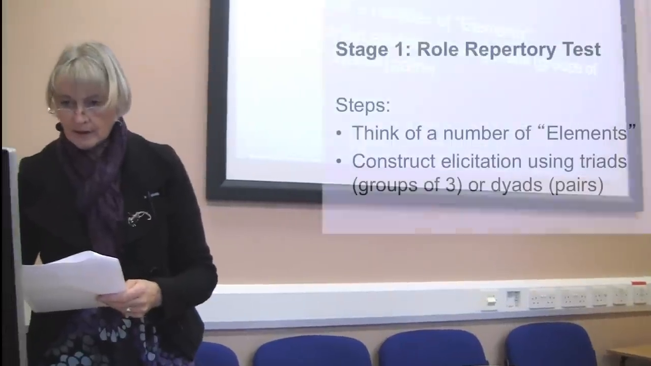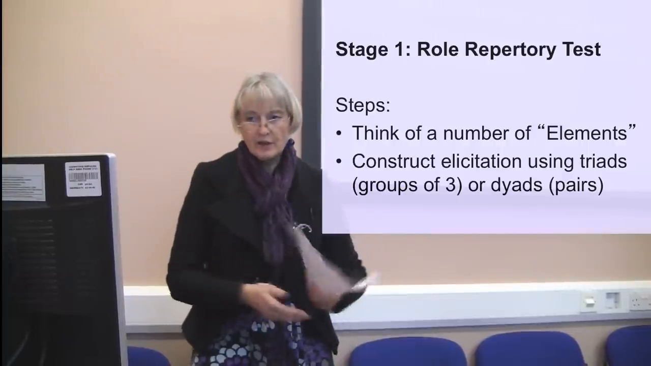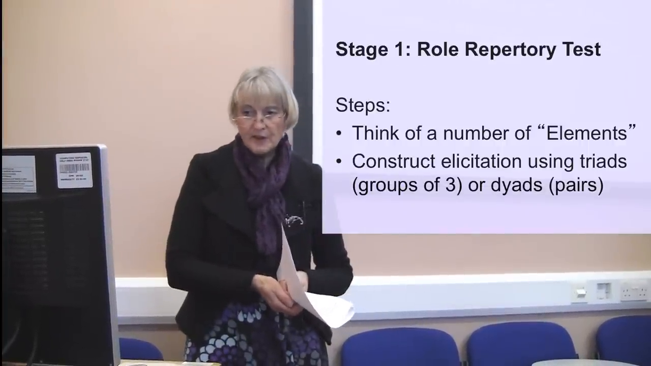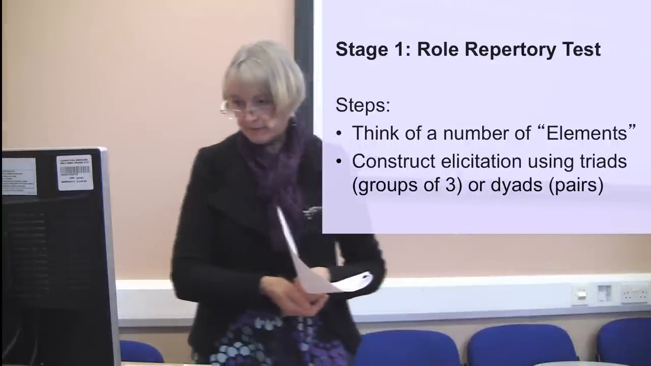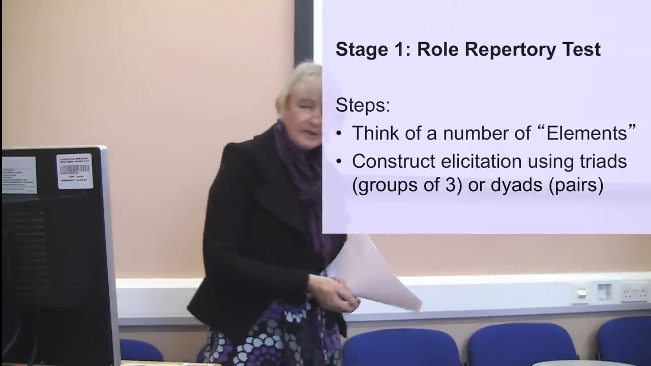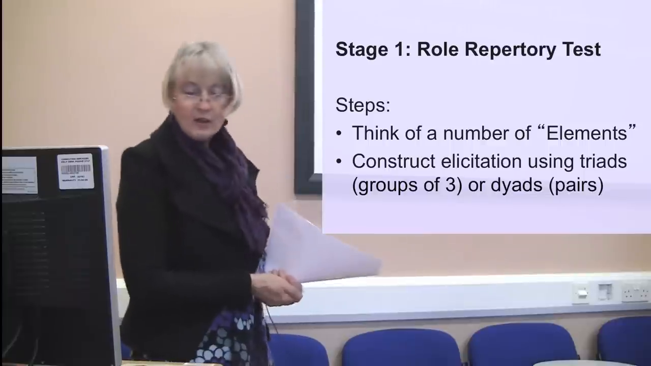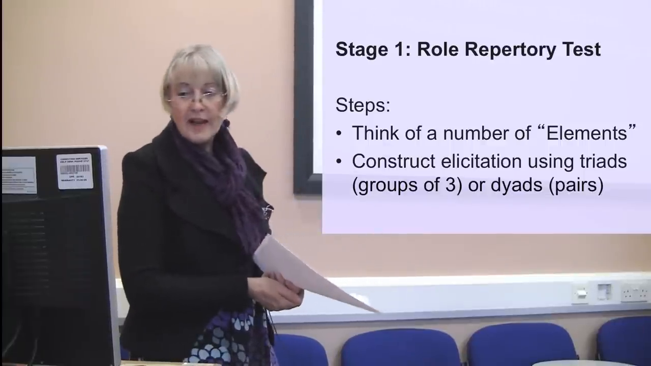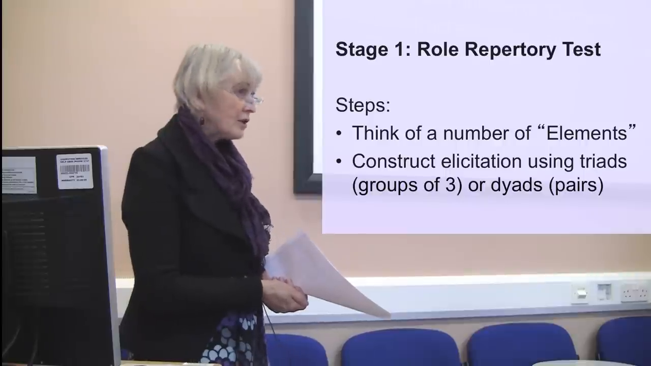Okay. So the first thing that we do then is to list a range of chocolate bars that people have eaten. And we've got four there. And these form what Kelly called the elements of the repertory grid. So the first stage of conducting a repertory grid is to do what's called a role repertory test. And the first stage is to think of a number of elements. Well, we've done that. And then the next stage is to elicit your constructs, to allow those to emerge, using groups of these elements, using what are called triads, that's groups of three, or dyads, groups of two.